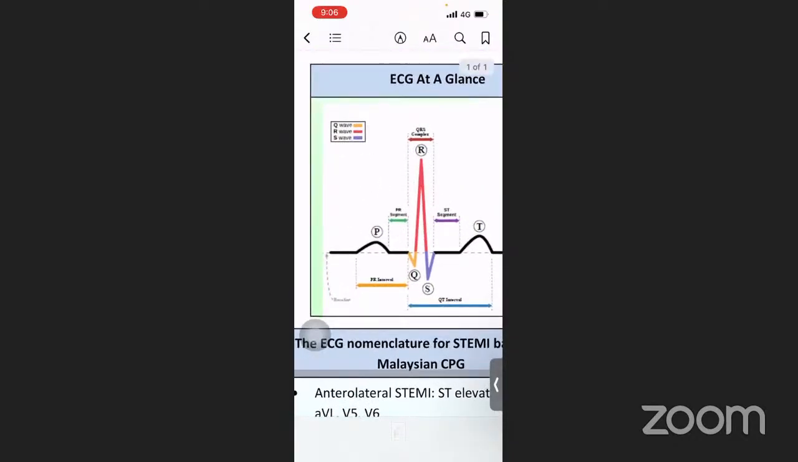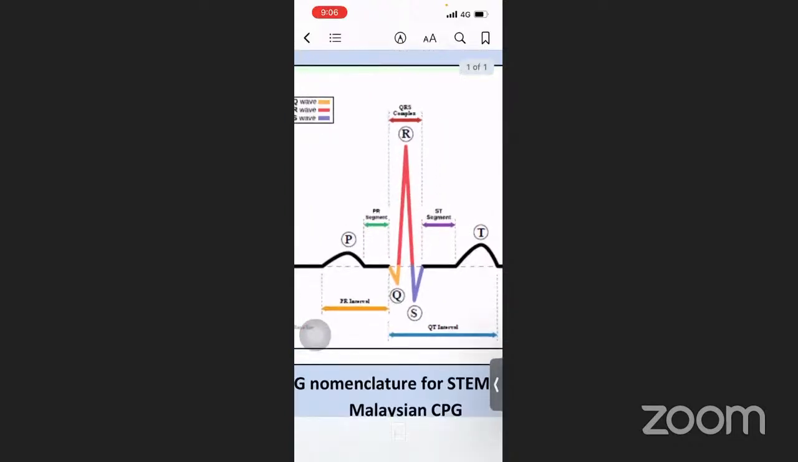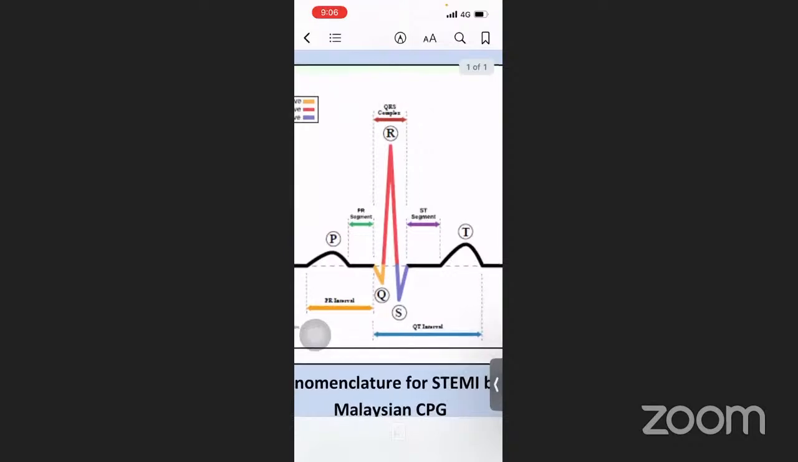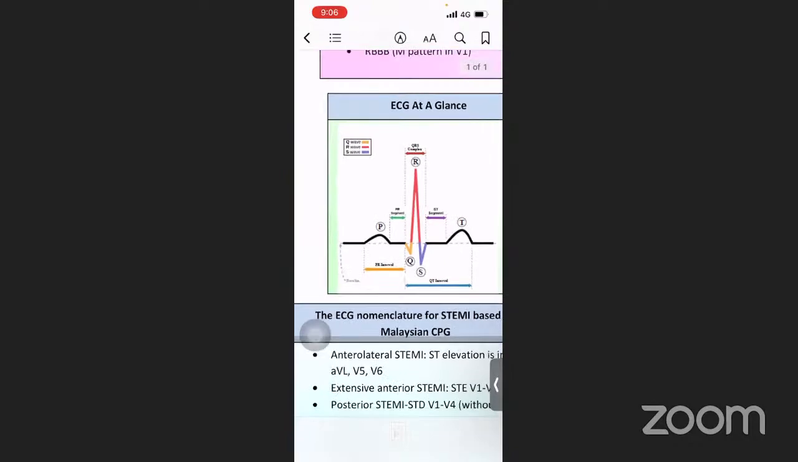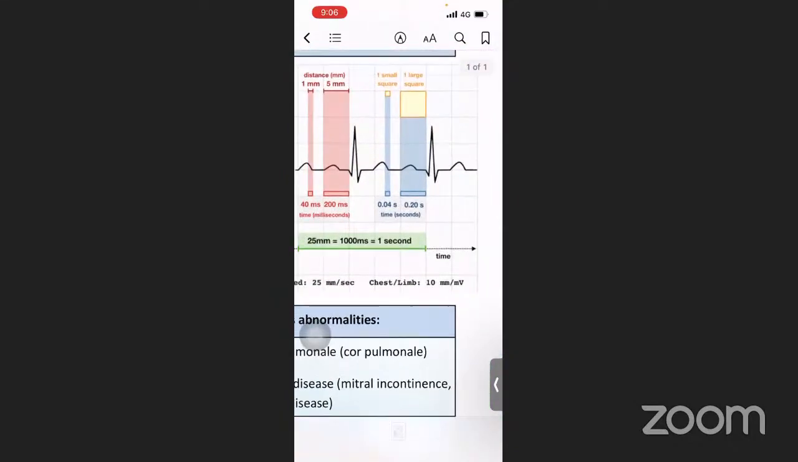Now we are going to talk about what is the P wave. The P wave is depolarization of the atrium. The QRS complex is the depolarization of the ventricle. The T wave is the repolarization of the ventricle. So with that in mind, we are going to talk about standard calibration.